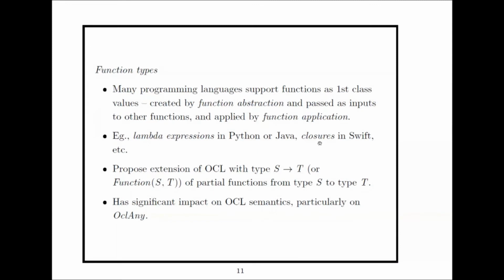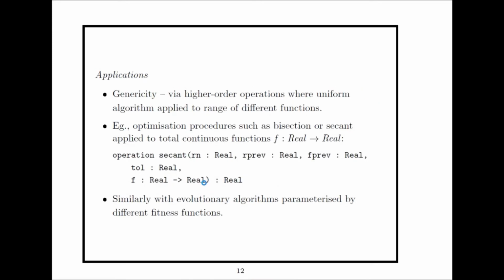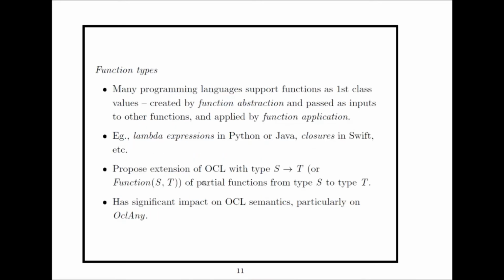They have different names in different languages, like closures in Swift, but the essential concepts are the concepts of lambda expressions. So we can define an extension of OCL, at least in principle, by saying we've got a function type from S to T for any types S and T. And these are the types of partial functions. In contrast to maps, they are immutable. So once you define a function, you can't change it. Now, even those immutable functions don't fit very well into the OCL type system.